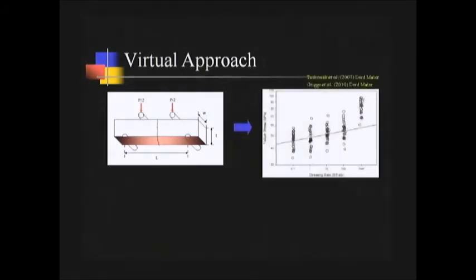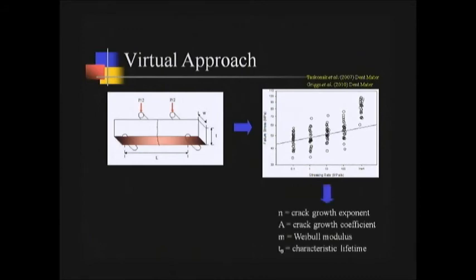And if we test a lot of those, then we can get information about how fast cracks grow through that material and what size the cracks start in the material. So if we analyze all of the data from testing the specimens together, this type of experiment, we can get the crack growth coefficient and exponent, which tell us at each stress level how fast the cracks are growing. And we can get the Weibull modulus and characteristic lifetime, which tell us the difference in crack size between the initial crack and the critical flaw size.